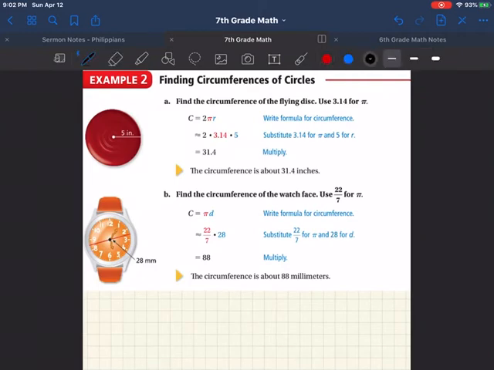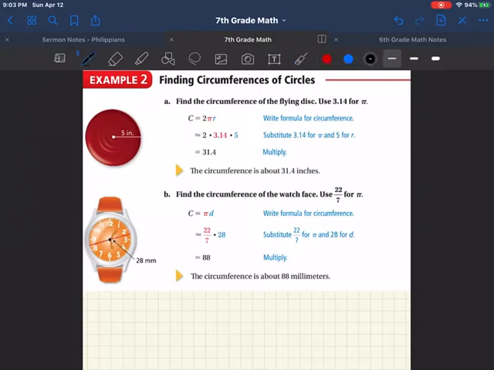Okay, so let's do a couple. You guys are going to get this. This section's fun and easy. All right, so let's look over here at this shape right here. This looks like a skeet disc. I'm a skeet shooter, so pretty sure that's what that is. Maybe not, could be wrong. Okay, find the circumference of the flying disc. Use 3.14 for pi. It even tells you which one of the two to use.